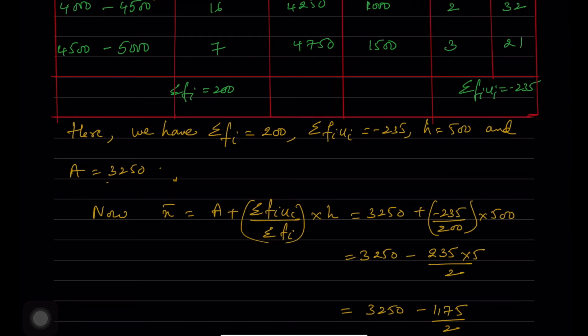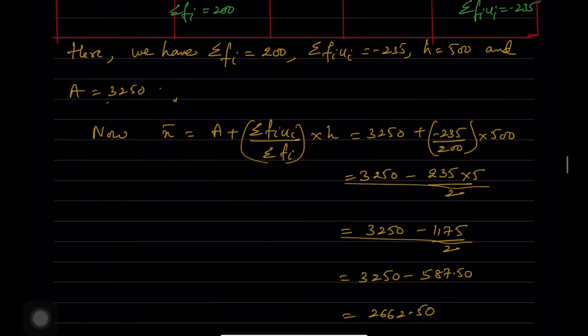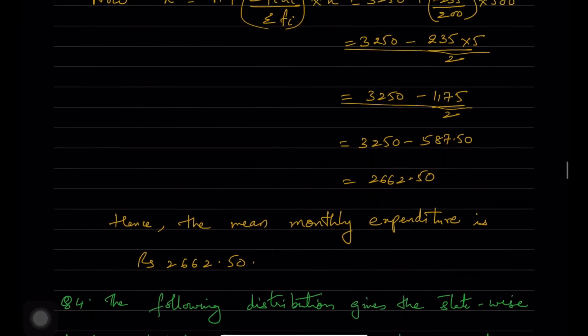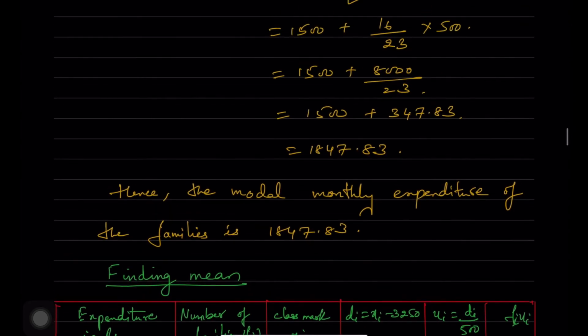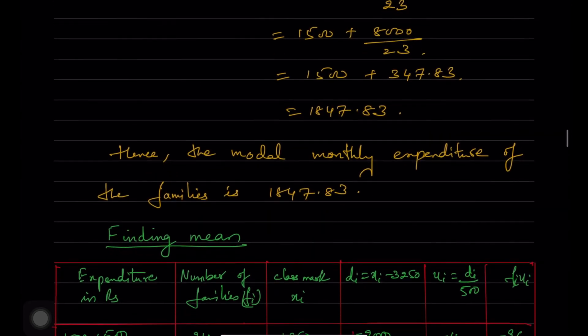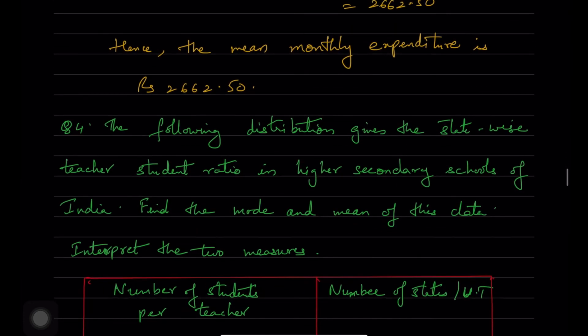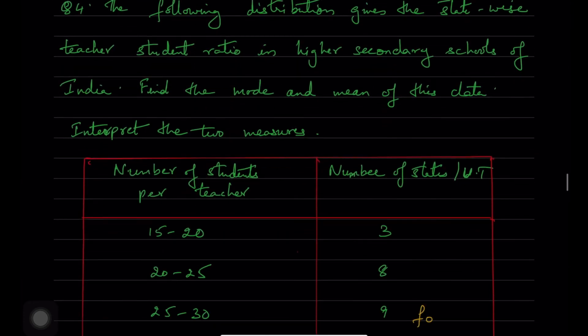Here you are having sigma fi ui as minus 235, so into 5 divided by 2. So here you are having 3250 minus 1175 by 2, which is equal to 2662.50. So the mean monthly expenditure is 2662.50. And from the modal monthly expenditure, you are having 1847.83. Okay, next problem is question 4.